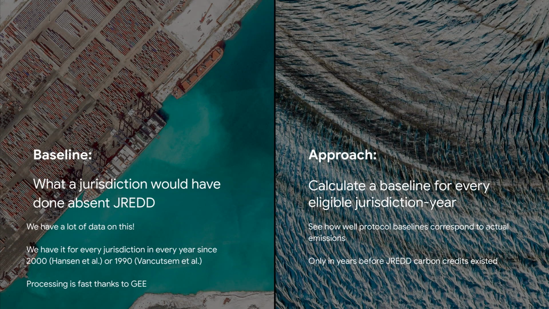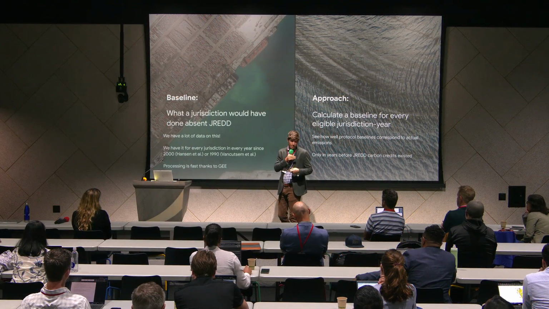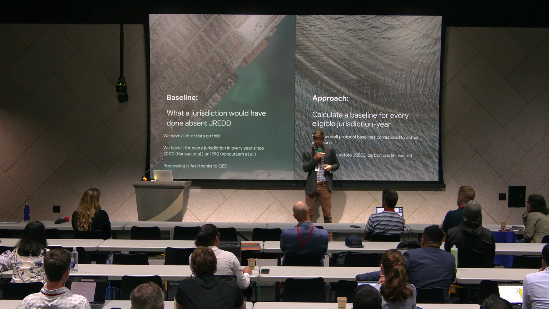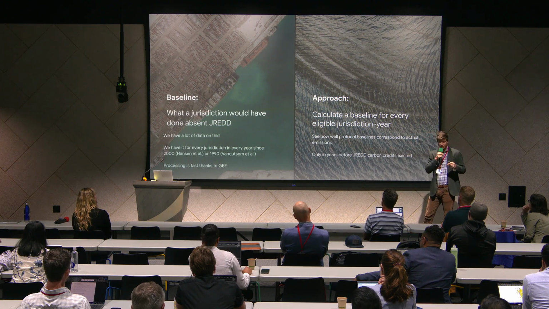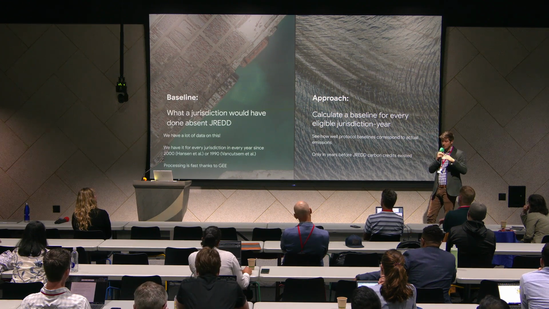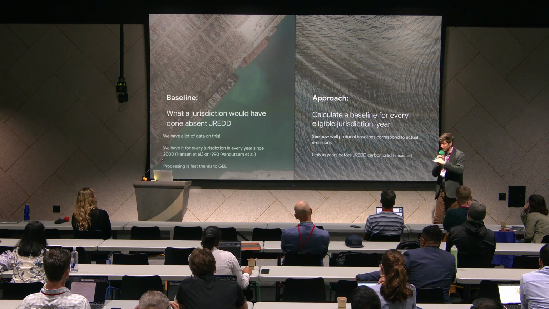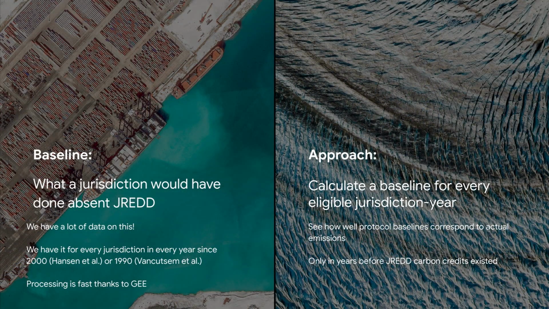So what this project does is it says a baseline is supposed to be what a jurisdiction would have done absent jurisdictional REDD. And it turns out that we have a lot of data on this thanks to Google Earth Engine. So we can find all the jurisdictions in the world that would have been eligible for jurisdictional REDD. And we can look at what their behavior was or how much deforestation they had prior to the existence of jurisdictional REDD. And so we can compare what jurisdictional REDD assigns as their baseline to what their true baseline was, or what their end line would have been.